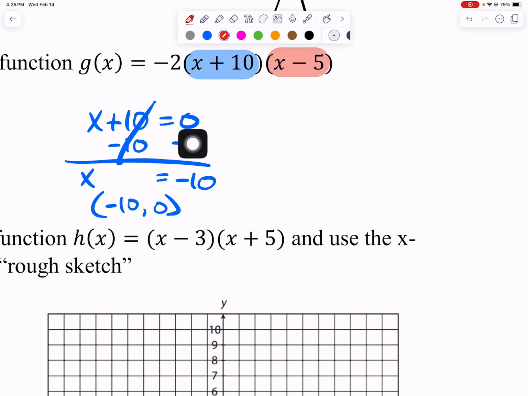I'm simply going to write it. What did we notice? This plus 10 simply just became a negative 10, right? And you throw it in the x spot. So that's all we're going to do. All right, I'm simply just going to write it here for us. All right, that negative 5 becomes a positive 5 and then a 0.